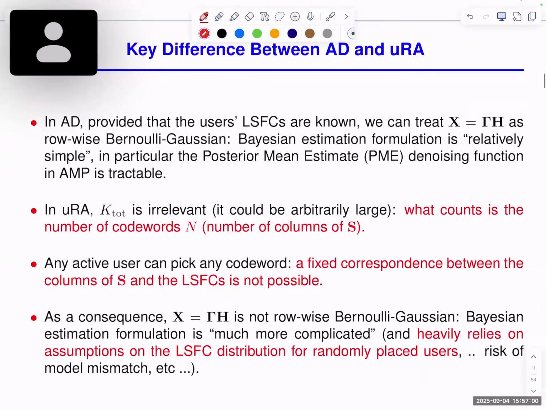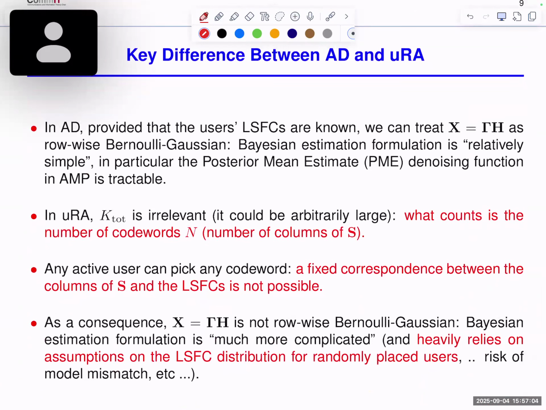So just another note is what is the key difference between activity detection and unsourced random access. In activity detection, a similar problem has been posed, and we have studied before, where every user is given one code, and then you want to know which users are active. So basically, every user has his own personal signature sequence. The problem becomes relatively easy. It can be addressed with approximate message passing, under the assumption that somehow the statistics of the channels for each user is known. So basically, you have a sort of Bernoulli Gaussian process in the matrix to estimate, and this allows a tractable form of the approximate message passing using a posterior mean estimate denoising function.